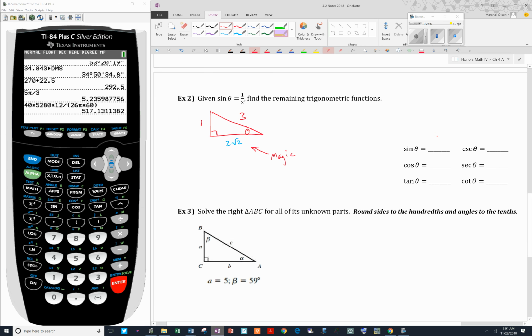All right, so our sine this time is going to be, well, we have the sine. Don't forget you were actually given that the sine is 1/3, so we have sine and cosecant pretty easily. All right, the cosine would be what? 2 square root of 2 over 3. Good. If you flip that guy, 3 over 2 square root of 2, remember we want to rationalize.